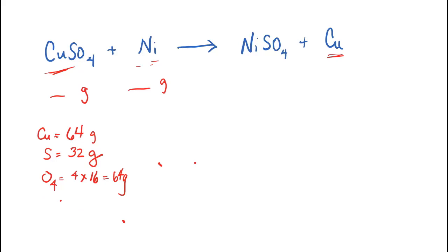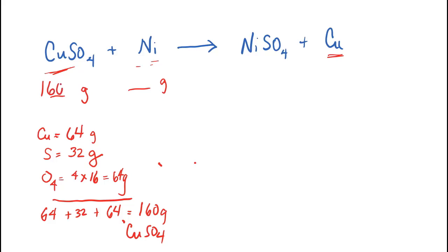So now if I add that all up, 64 for the copper, 32 for the sulfur, 64 for 4 oxygens. That is 160 grams total. That's the mass of CuSO4 according to the periodic table. So I can put that up here, 160 grams copper sulfate.